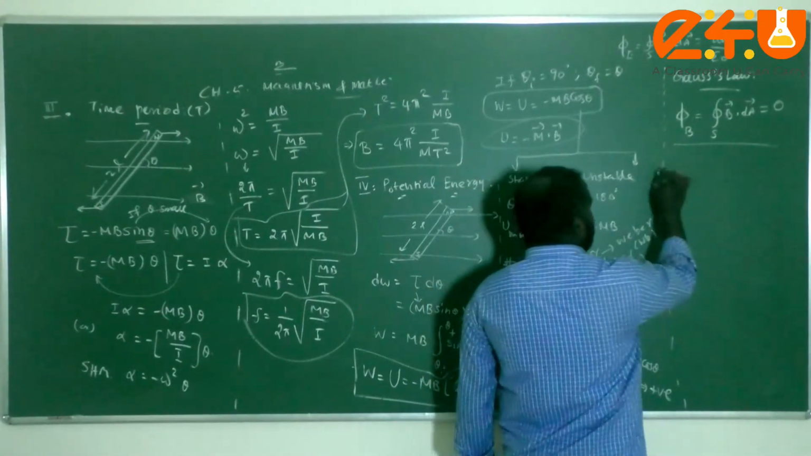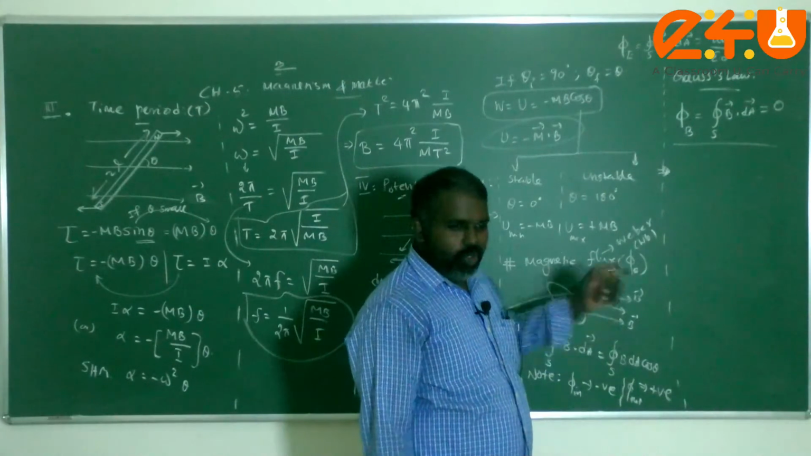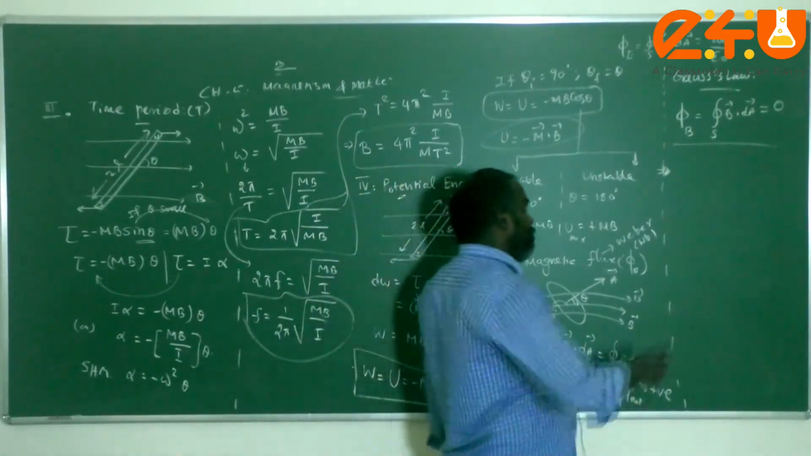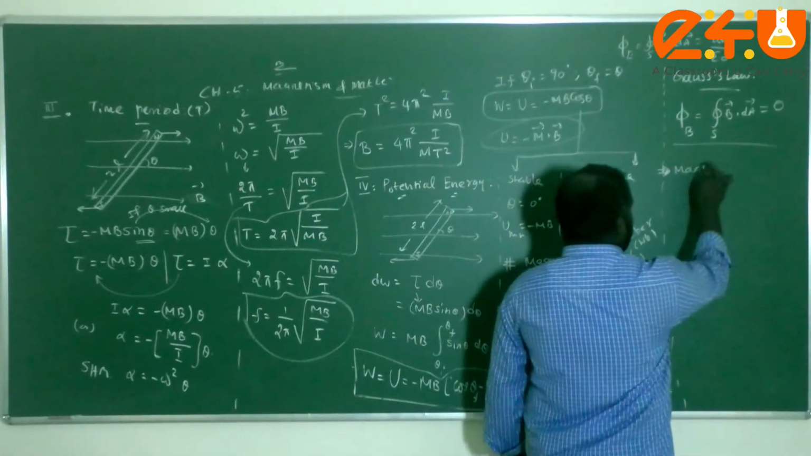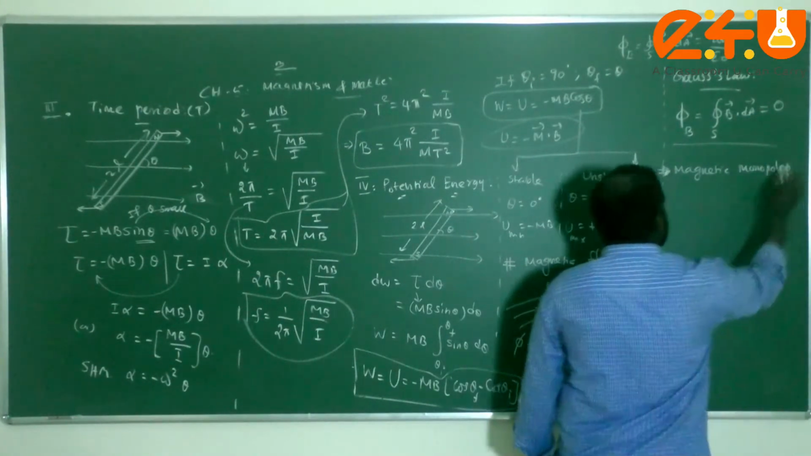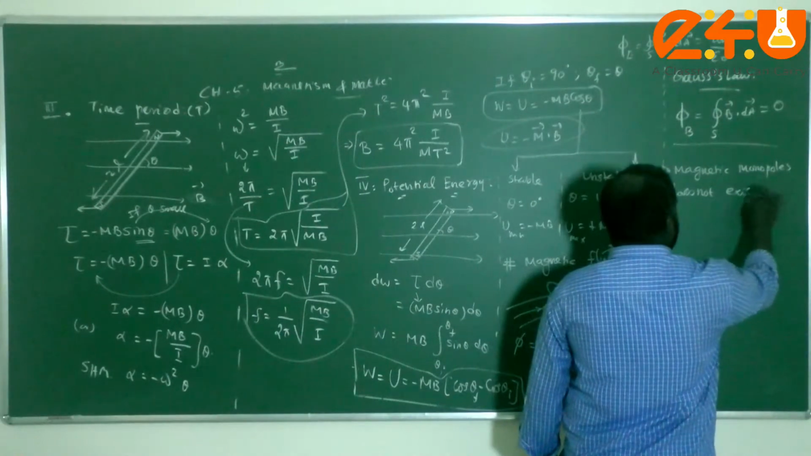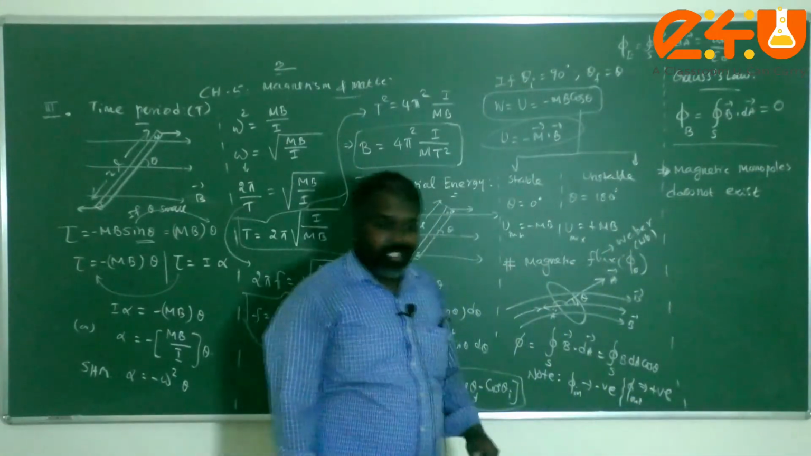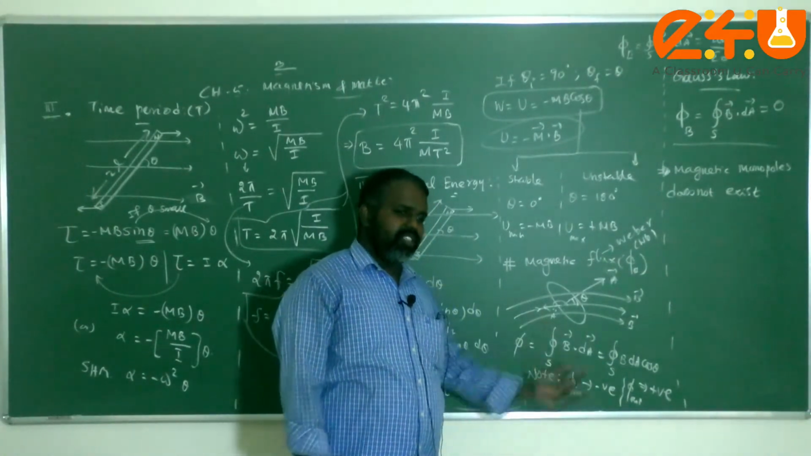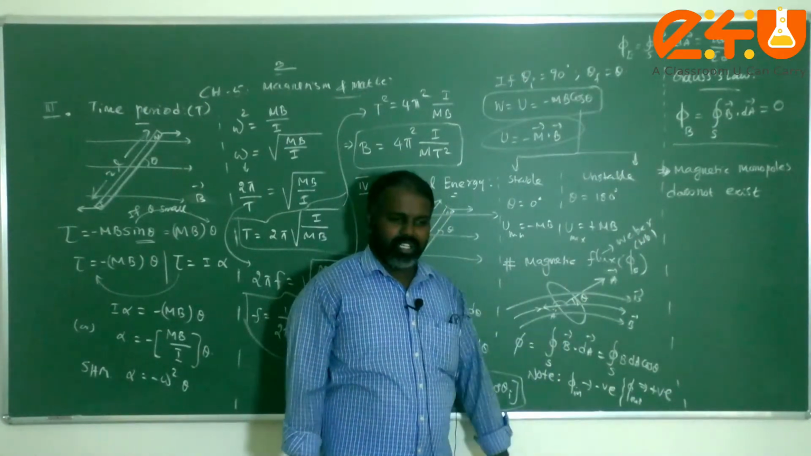From this, what important results can we conclude? It shows that there are no single magnetic poles. That means magnetic monopoles do not exist. Magnetic monopoles do not exist. So this is the important inference we obtained from the Gauss law for magnetism.